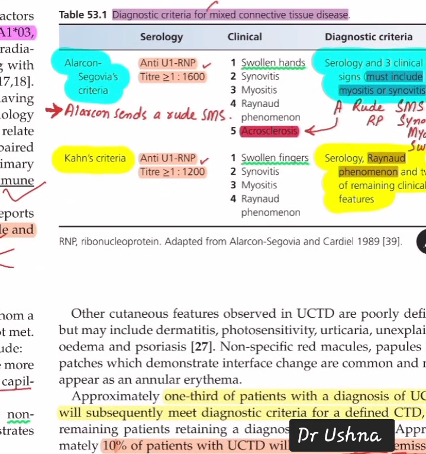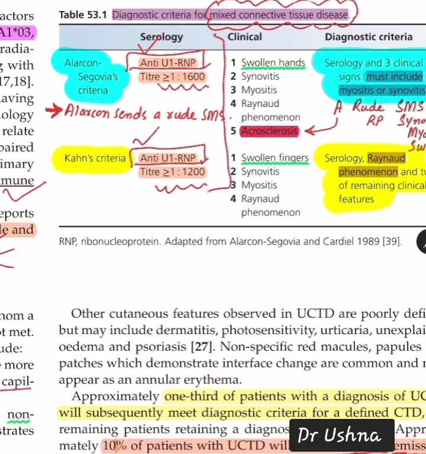For the patient to be labeled as MCTD, the most important thing is that the patient should have U1RNP. So all the criteria of MCTD have serology of U1RNP as a must. The titers differ. In Alarcon-Segovia criteria, titers are 1 is to 1600, while in Kahan's criteria, it's 1 is to 1200. These are the must things. First is serology. The second thing is clinical.